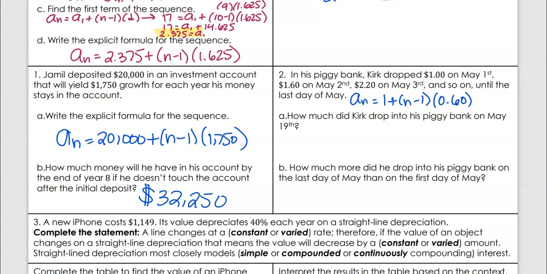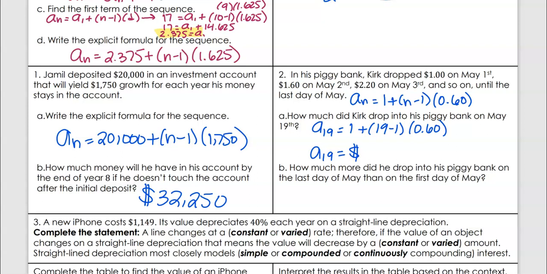Plug it in for what? For my N. Yes, my N is now going to be 18. So my 19th day, right? No, my 19th day, 1 plus 19 minus 1, 0.60. So on May 19th, what did he drop into his piggy bank?